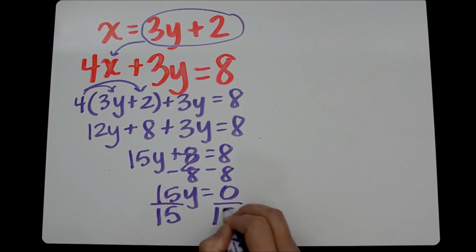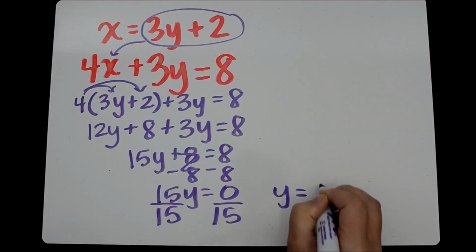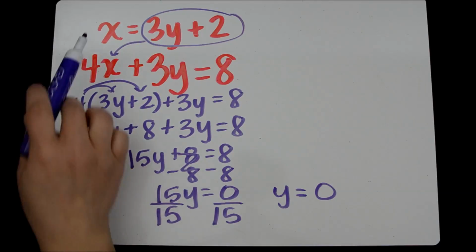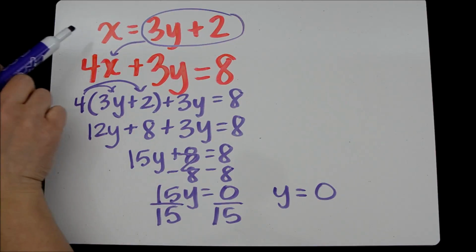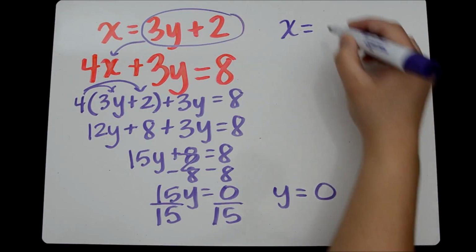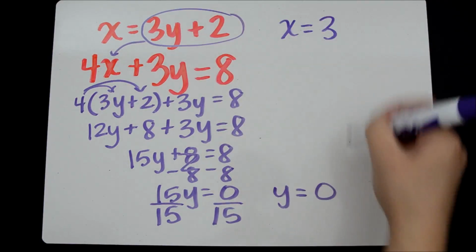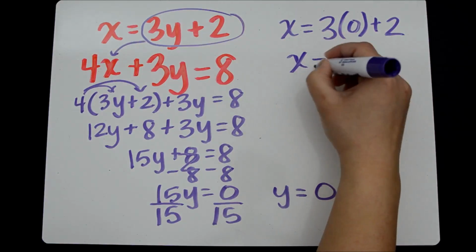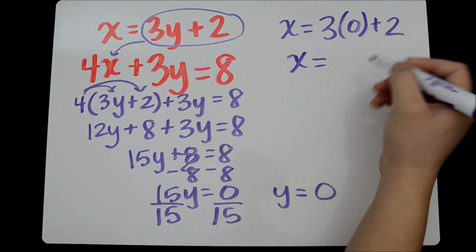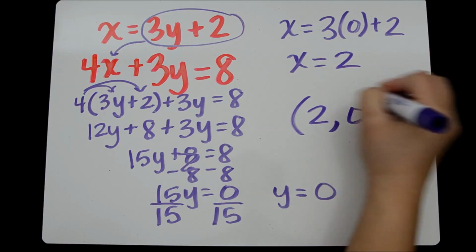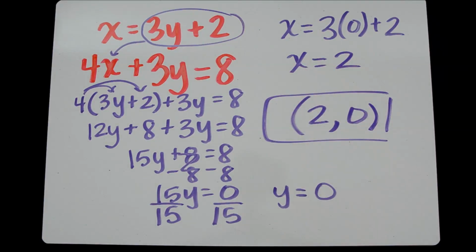And divide both sides, we get y is equal to 0. And that's okay, that doesn't mean you got the wrong answer. We're going to substitute this back into one of our original equations. I'm just going to use the top equation, it looks a lot easier to work with. So we have x equals 3, instead of y I'm going to write 0, plus 2. 3 times 0 is 0, 0 plus 2 is 2. So the solution to this system is the point 2, 0.